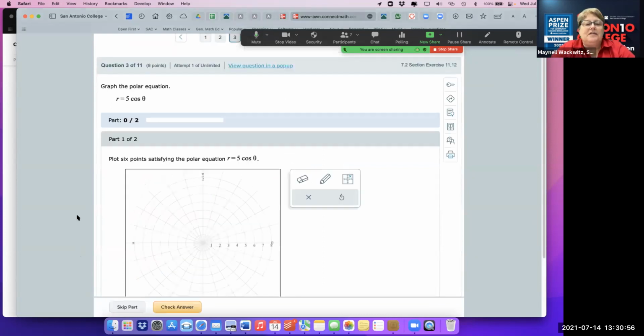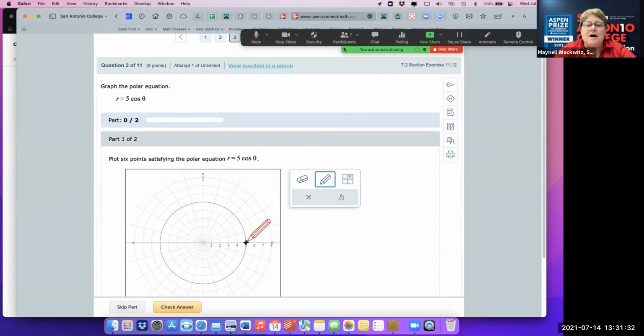Okay, so let's go ahead and do at least one more. So r equals 5 cosine theta. That's going to be a circle. Remember when we had r equals 8 cosine theta? That was a circle. I think when theta is 0, cosine is 1, so r is going to be 5.